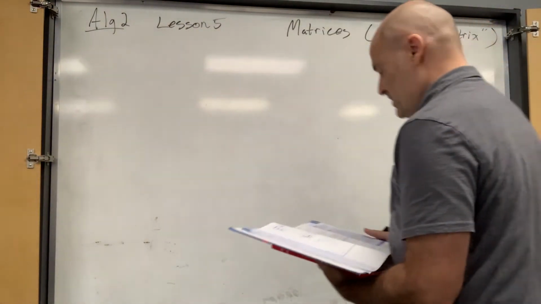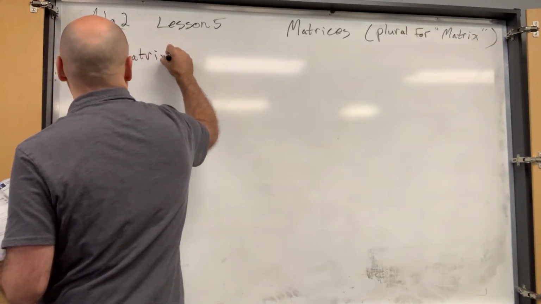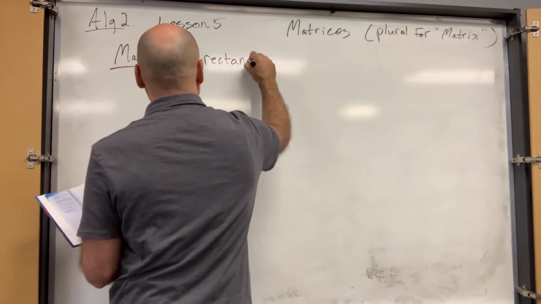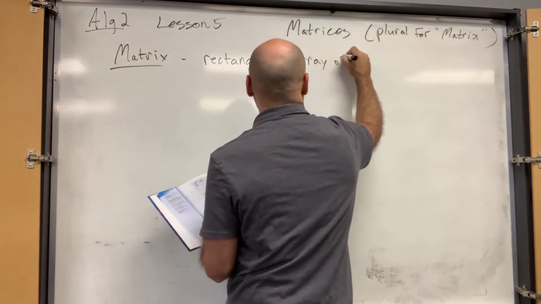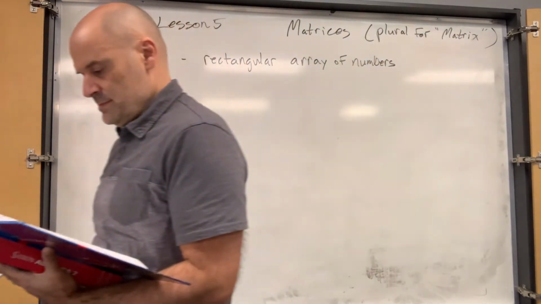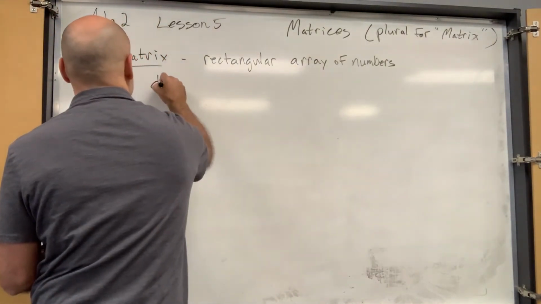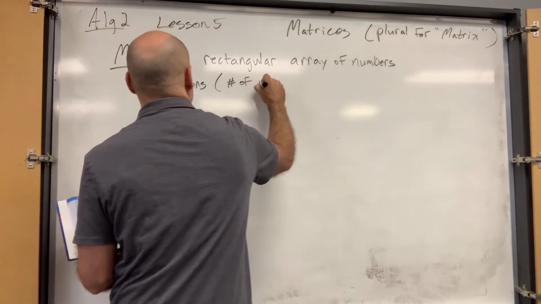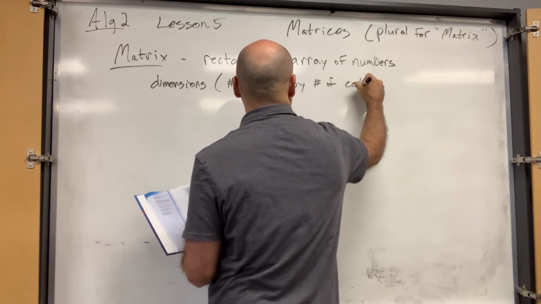Okay, so here's the deal. A matrix, here's a definition. A matrix is a rectangular array of numbers. Okay? So the dimensions are basically the number of rows by number of columns.